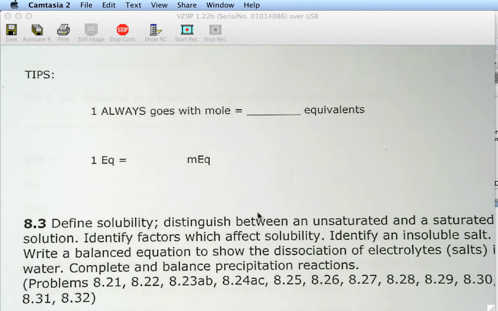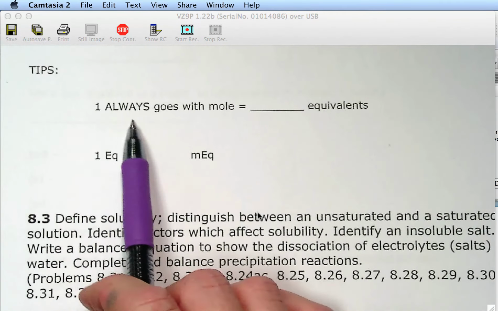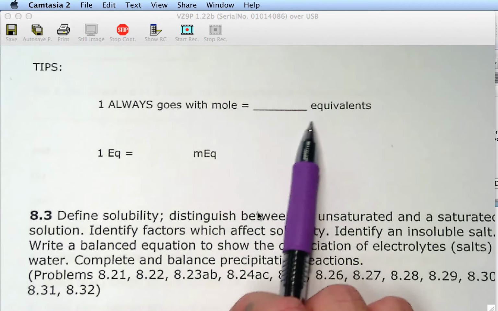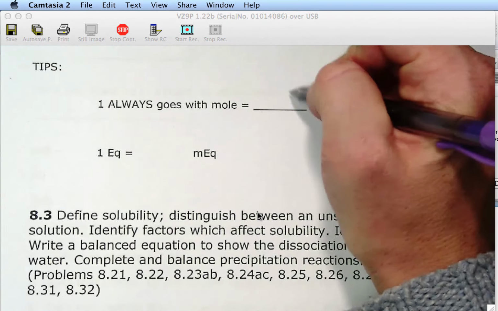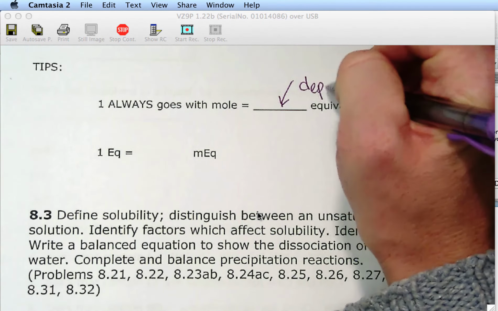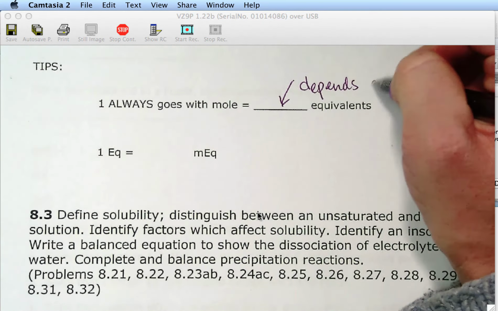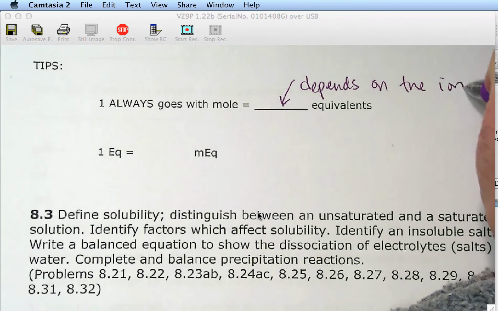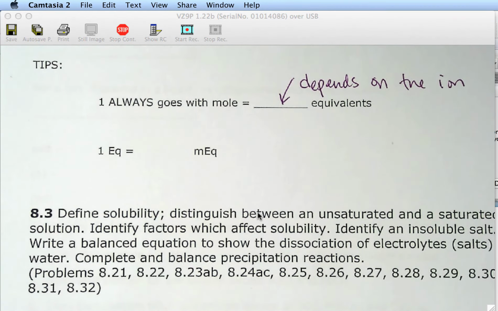Everybody's different. All right, so the main tip I have from this is that 1 always goes with mole. The number of equivalents varies, so this depends on the ion. And 1 equivalent is equal to how many milliequivalents?